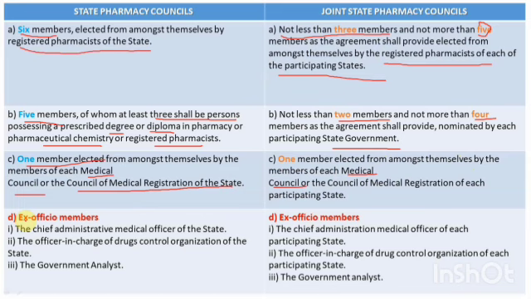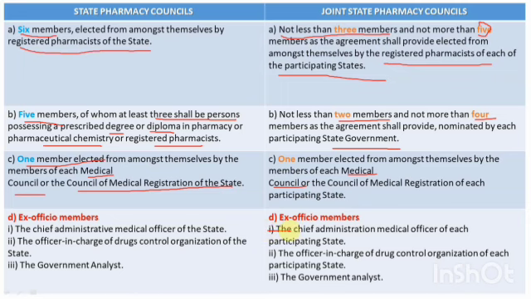Then ex officio members. Here, the Chief Administrative Medical Officer of the state. Then the officer in charge of the Drug Control Organization of the state. And last, the government analyst. These 3 members are ex officio members of State Pharmacy Council. Here, ex officio members of Joint State Pharmacy Council.